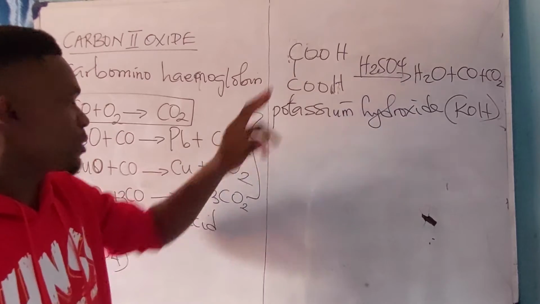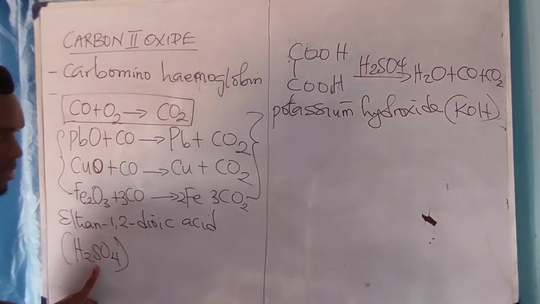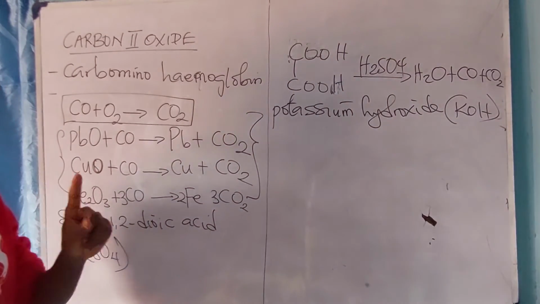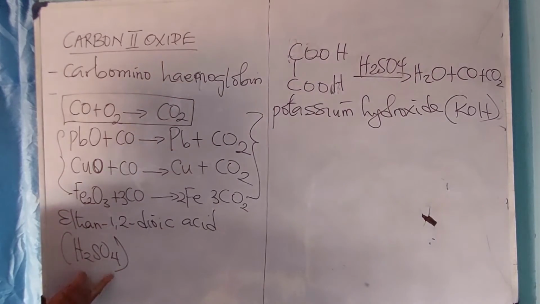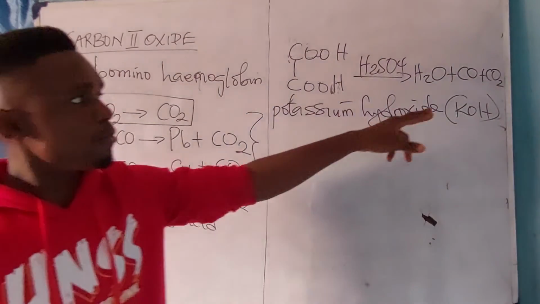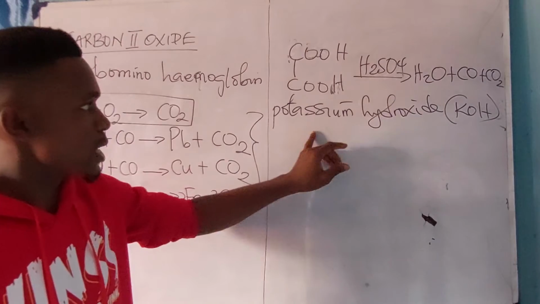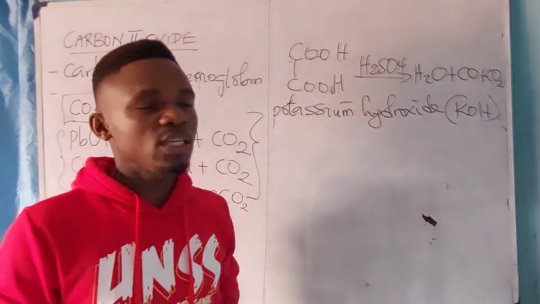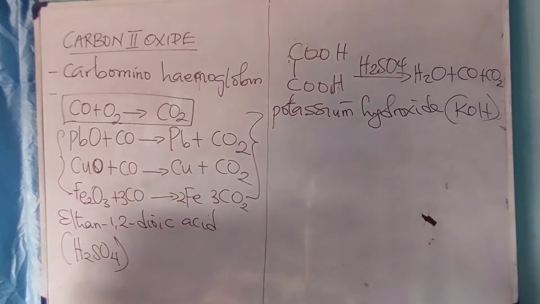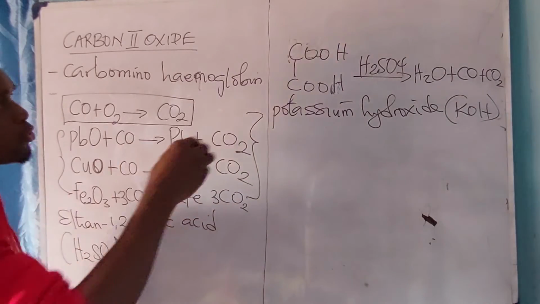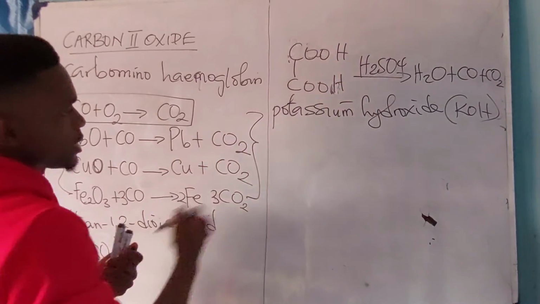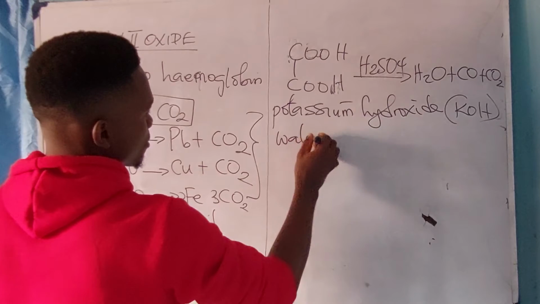It is produced from ethan-1 dioic acid in the presence of a dehydrating agent called what? H2SO4. And once this carbon 2 oxide is produced, it is passed through potassium hydroxide, which is what? The absorber. Take note of this. Three gases are produced from carbon 2 oxide. You have the water gas.